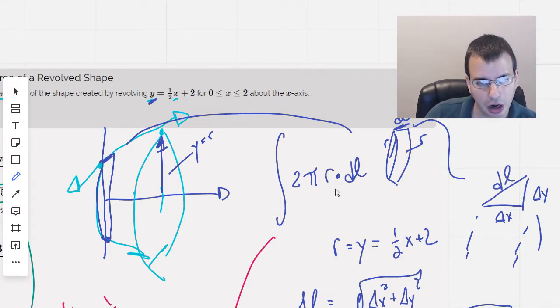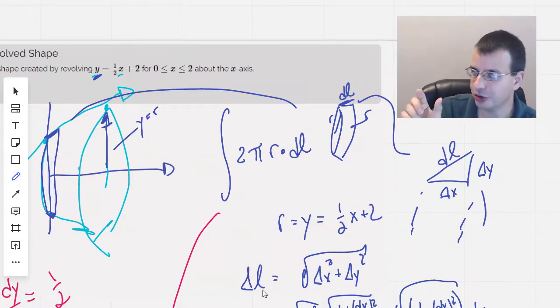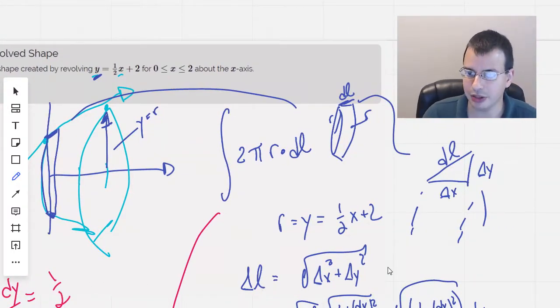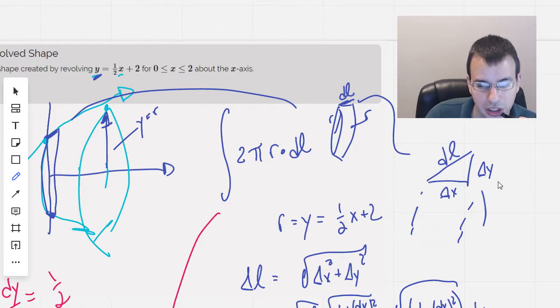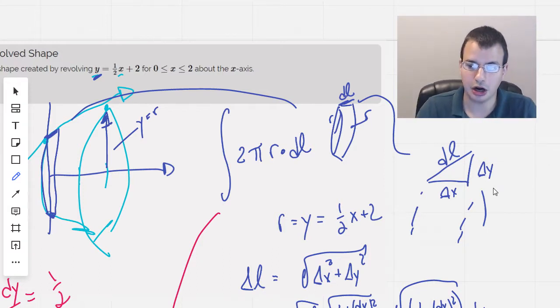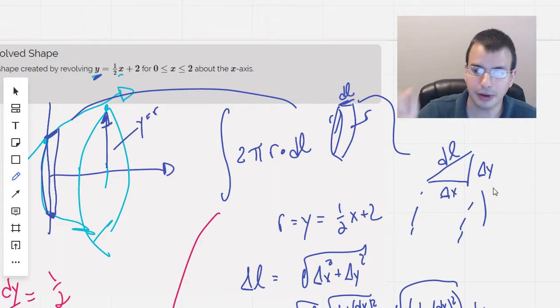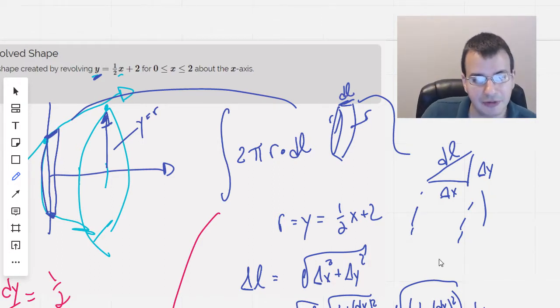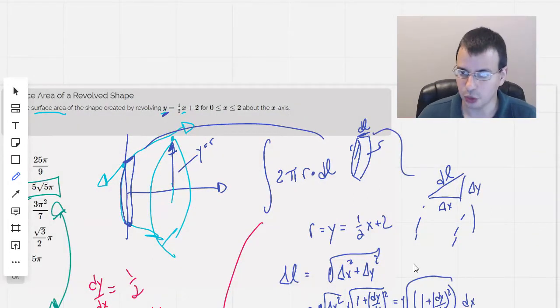Well, we knew what our r was. Our r was the radius, which we just plug in our y value. And then we knew we could find out what the dl was, because the dl, the small difference in length, will just be the Pythagorean theorem, delta x squared plus delta y squared. We rearrange that, we get our arc length formula, we plug that in, and from there we solve the problem. Just work our way through.